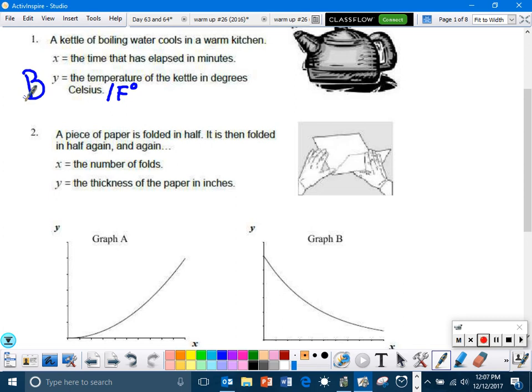All right, well, there's only one graph for number 2. A piece of paper is folded in half. It is then folded in half again and again. X is the number of folds. Y is the thickness of the paper. So as you fold the paper, it's going to get thicker and thicker, so that graph has to be going up like graph A.